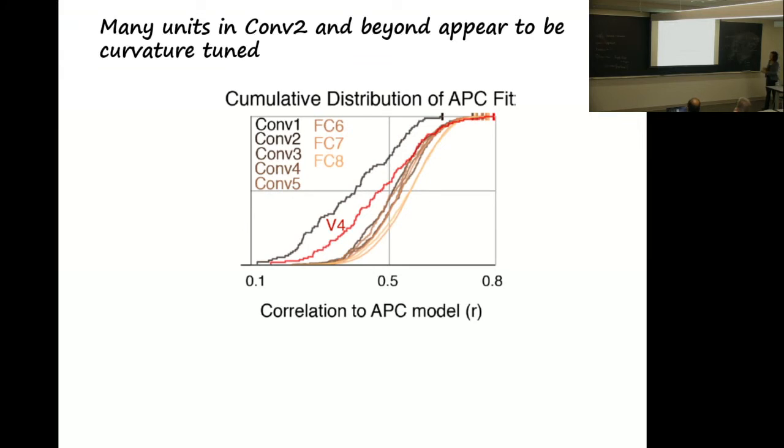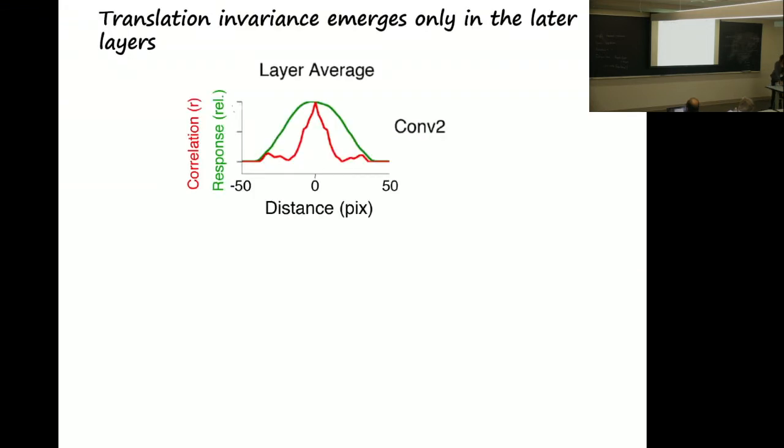This axis here is a goodness of fit measure. This is the cumulative distribution of V4 neurons in red. Except for conv1, all of the convolutional layers and the fully connected layers show a lot of neurons that are curvature tuned. At least they appear to be curvature tuned. But the minute you add the constraint of translation invariance, a lot of these units drop out.